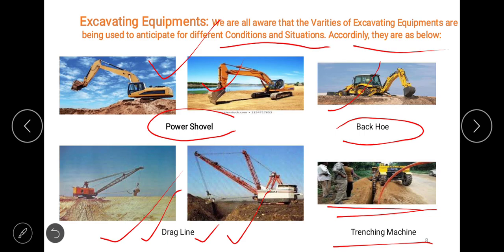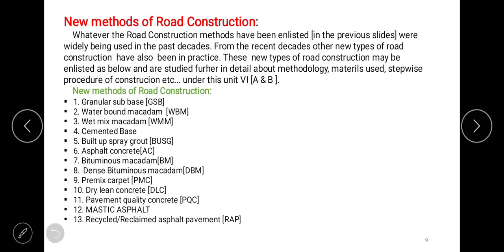Whereas power shovel is used in order to cut the earth in the forward direction, means buckets will move in the forward direction here. Whereas in case of backhoe, whenever you want to dig the material or excavate the earth below the platform where the equipment is established, as shown in this figure, then backhoe is more useful and effective than other excavating equipments.